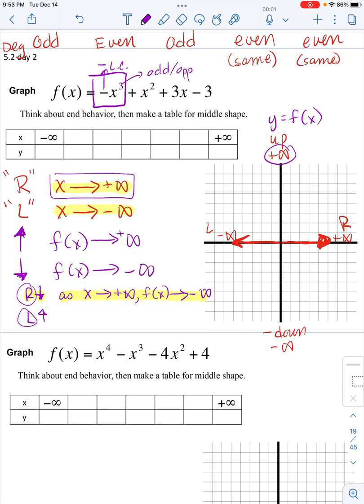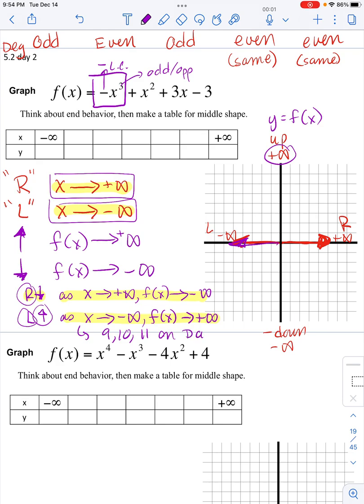So left end is going to be x going towards negative infinity. That's how you get to the left. And what's happening? Well, the graph is going up. So then f of x approaches positive infinity. So what I now know is that this is how I would write that fancy. And if you go back to the previous day's worksheet, that's how you do numbers 9, 10, and 11. So this is going to be on your worksheet, number 9, 10, and 11 on your day 1 worksheet, which we skipped, but now we have the information to go back and do.